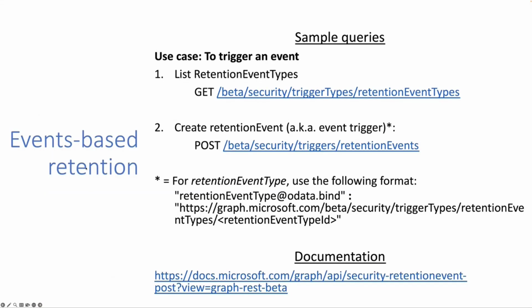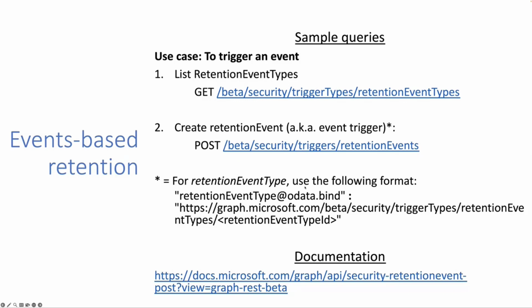So moving on, we're looking at a few of the sample queries via the API, what these would look like as far as their raw HTTP request form. This particular one is for the events-based retention example. Looking at this use case, we've got a few sample queries: listing or enumerating those retention event types that you may have, a retention event type being associated with a label, and then using a retention event to trigger that event, so that some action can be performed based off of labels associated with that event type.